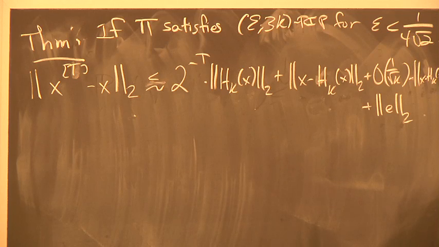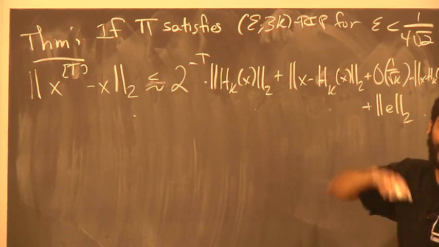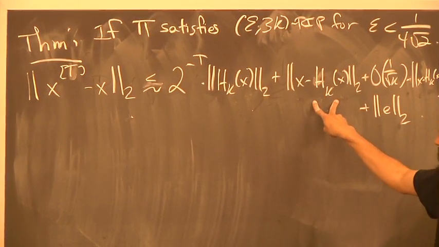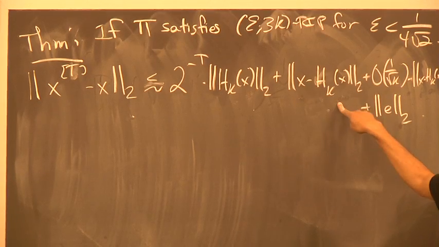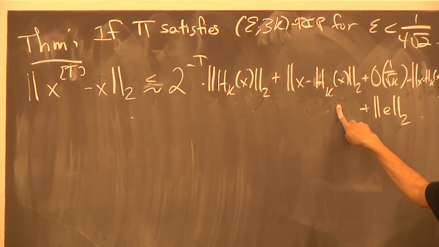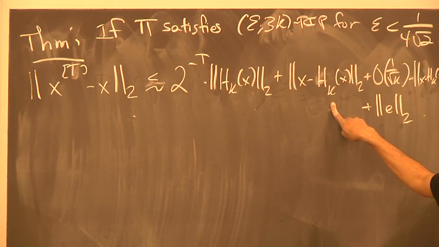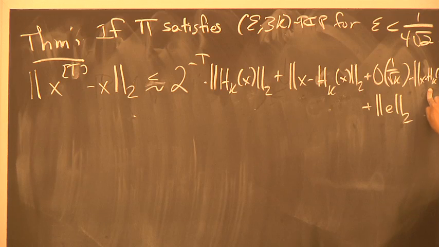So imagine that actually k were 2k. So this had 6k RIP. Then what would this be? This would be the 2k tail of x, right? But we can bound the L2 norm of the 2k tail by basically this, by shelling.